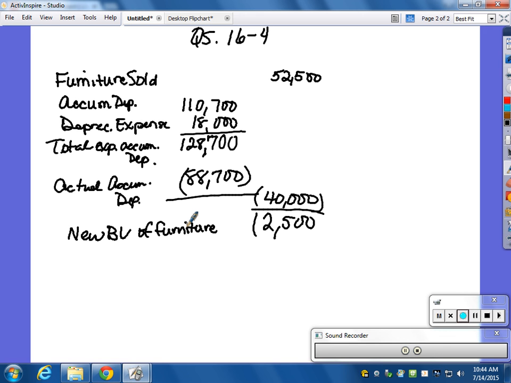Okay, so quick study 16. It's one chart for like 4 problems. For 6 through 11. Yeah, you gotta use that chart for 6. I said 6 and 7, so that's fine, because that's where we're stopping. So quick study 16-6 says use the indirect method to prepare the cash provided or used from operating activity section only of the statement of cash flows for this company.